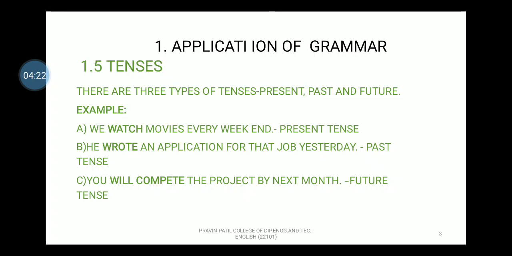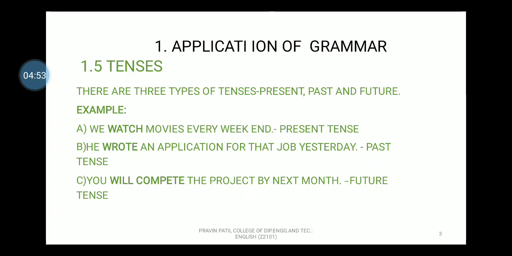Look at the examples. A, we watch movies every weekend. Present time: watch. We underline the verb watch because subject plus predicate is the construction of an assertive sentence, a statement. B, we wrote an application for that job yesterday. Wrote: past tense. C, you will complete the project by next month. Will complete: future time.